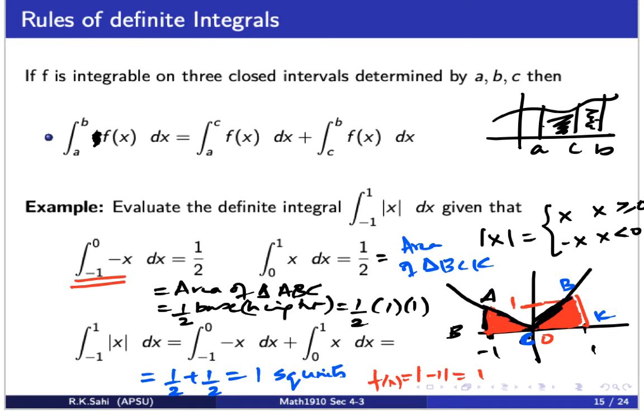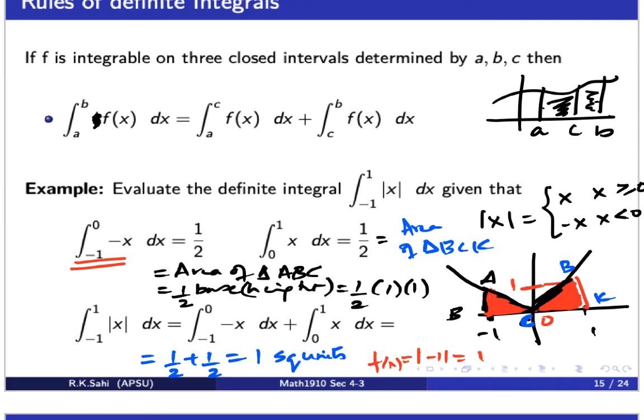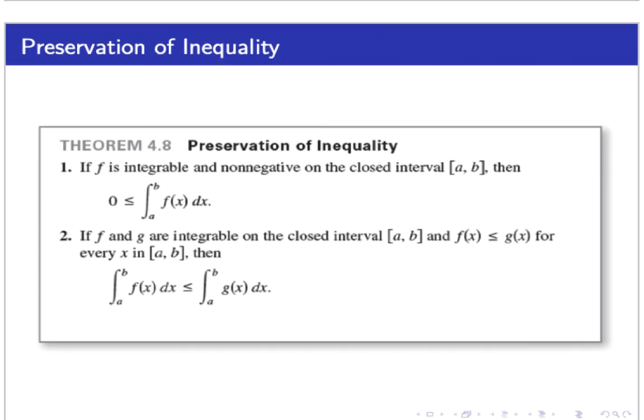Okay. Let's look at one more theorem. It says, if my function is integrable and non-negative on a closed interval, then the integral from a to b of f(x) dx is greater than or equal to 0. Remember, integral is nothing but area under the curve. Your area can be 0, but area can never be negative. That's basically what it is talking about here.